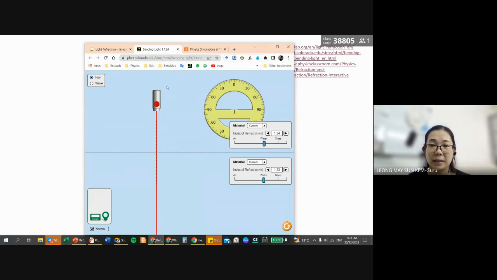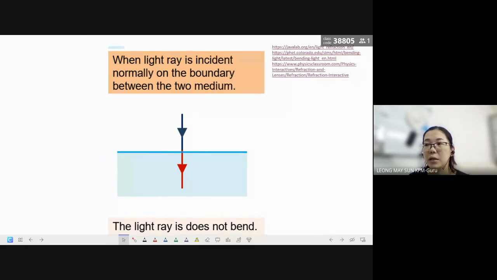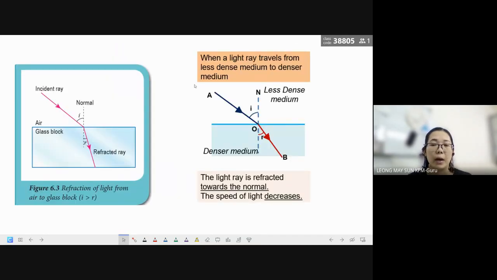If it's normal, this is what will happen. If it's incident normally onto the boundary, it will be a straight line. The light ray does not bend at all. So this is one tip for you, one indication that you have to understand. Students normally go and memorize less dense to denser, denser to less dense, but they forget what happens when the light ray is incident normally onto the surface.